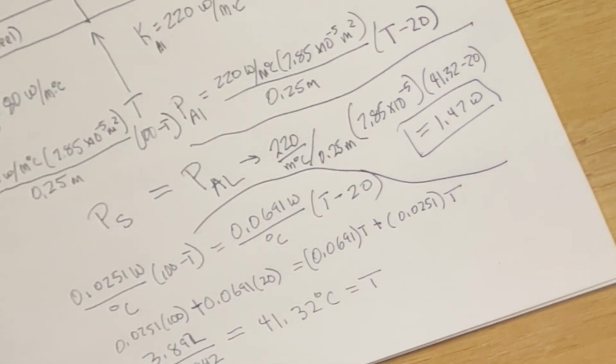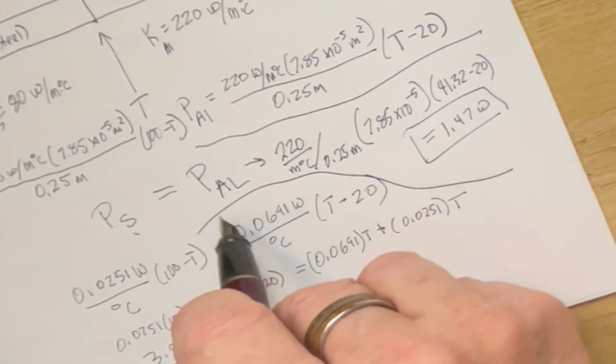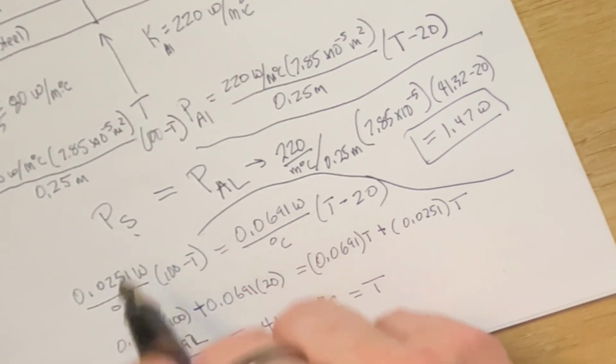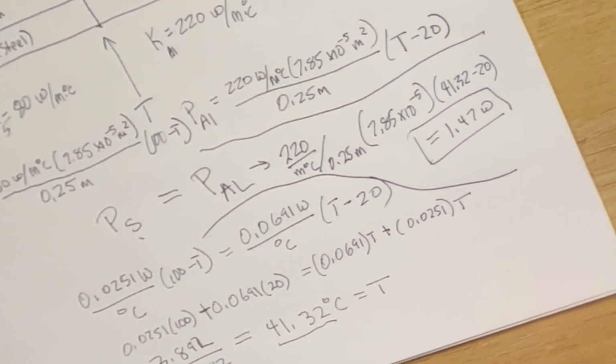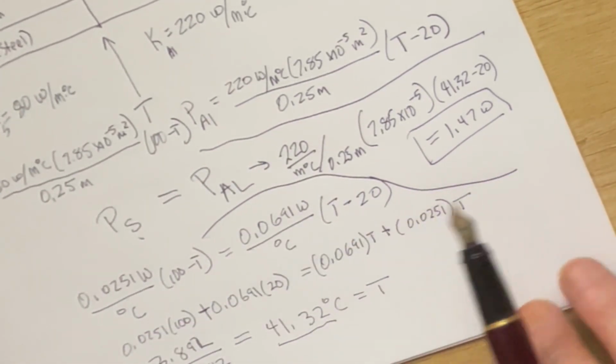Now the second part of the question is, what is the rate of heat transmission? Well, we recall from here that heat transmission through the steel equals the heat transmission through the aluminum. So all we have to do is solve for either of these. We know the temperature at the joint is 41.32 degrees Celsius. So the book uses the steel. I'll go ahead and do it with the aluminum.